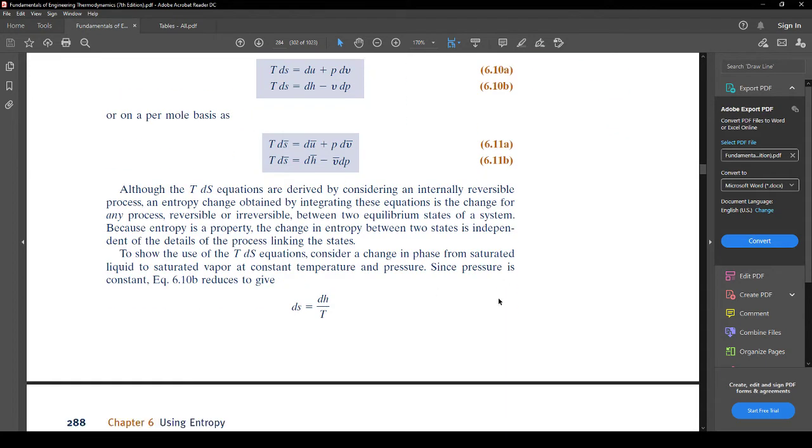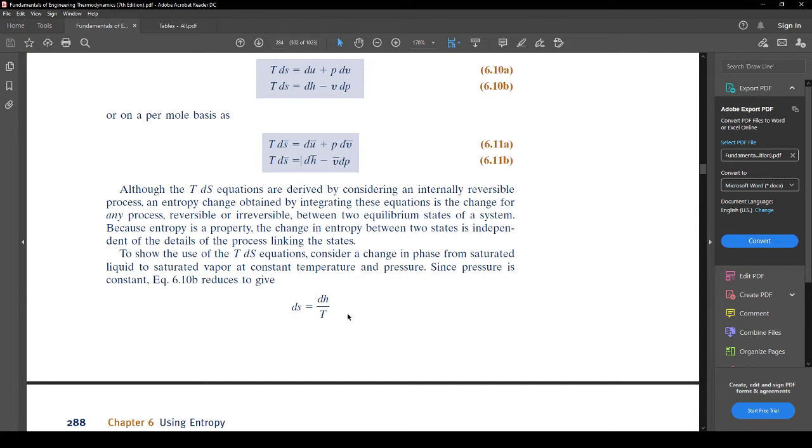Then it says, although the TdS equations are derived by considering an internally reversible process, an entropy change obtained by integrating these equations is the change for any process, reversible or irreversible, between the two equilibrium states of a system. Because entropy is a property, the change in entropy between two states is independent of the details of the process linking the states. To show the use of the TdS equations, consider a change in phase from a saturated liquid to a saturated vapor at constant temperature and pressure.